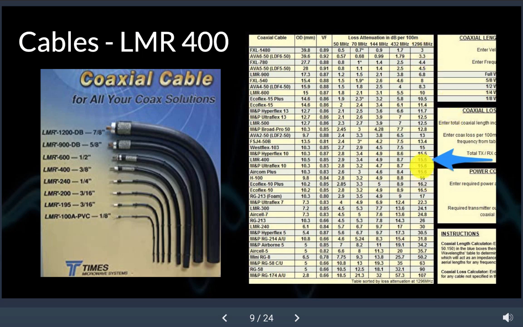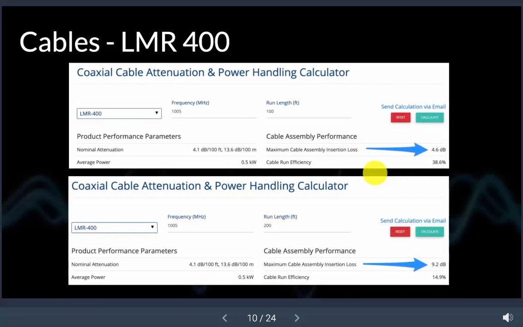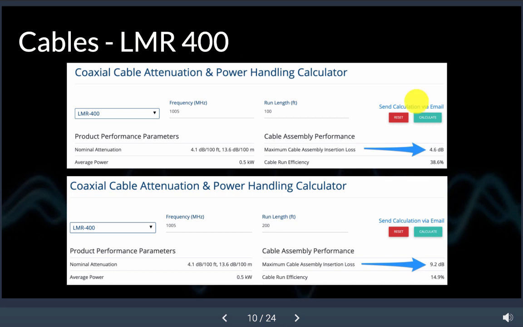I just wanted to show something here too real quick. We have 15.5 dB of loss at our L-band frequency at 100 meters. 100 meters times 3.2 is roughly 320 feet. So at 320 feet, this cable is unusable. So we need to keep our runs short, keep our antennas close and our runs as short as possible.